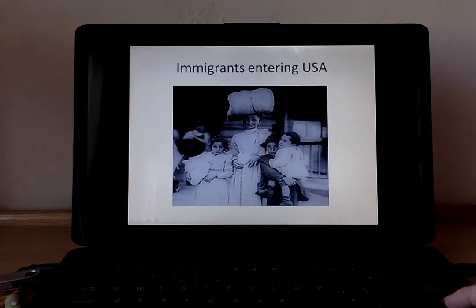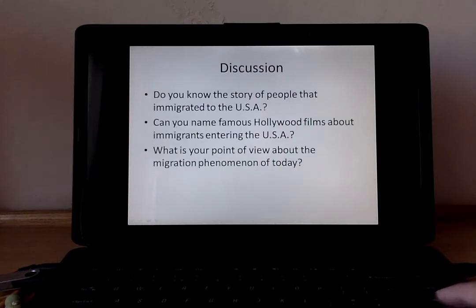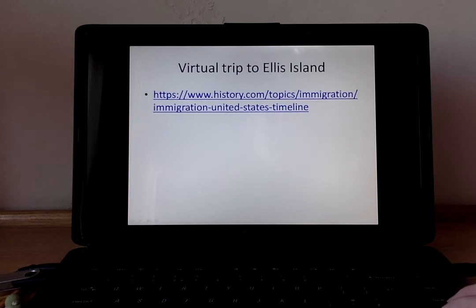So here we get a picture of immigrants entering the United States. Here is an open discussion. If you were in class, that would be your time to speak. And here is a virtual trip of Ellis Island. That's very interesting.